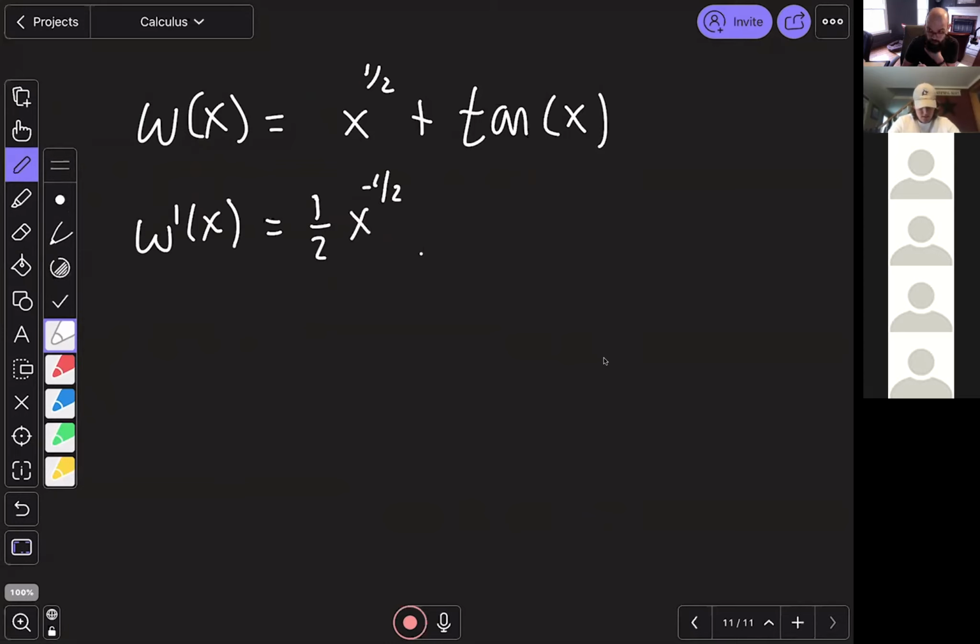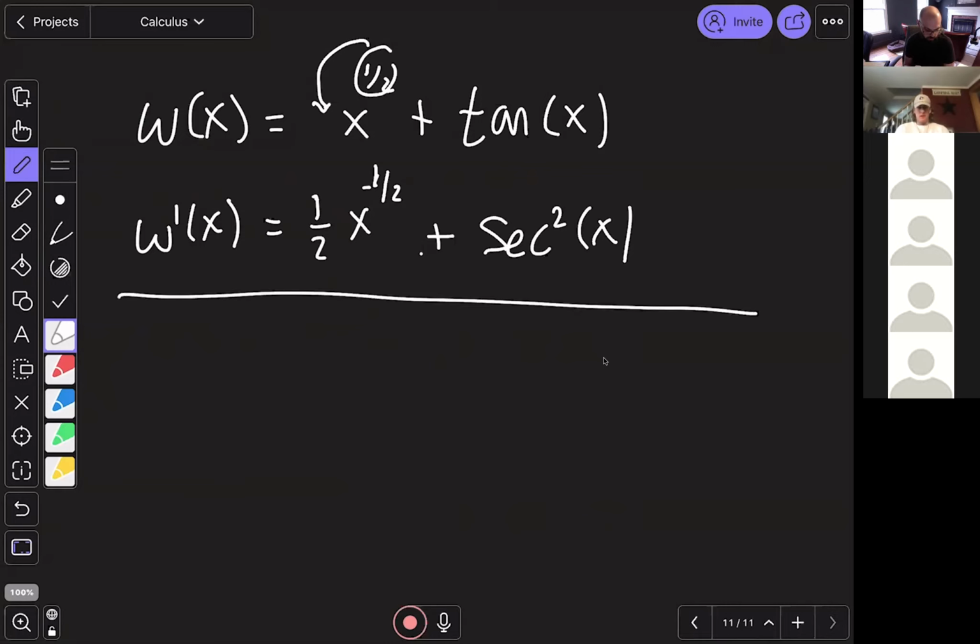I bring the 1/2 down, and then I subtract 1. So 1/2 minus 1 is negative 1/2, plus then what is the derivative of tangent? Secant squared. Secant squared, that's right. The derivative of tangent is secant squared. So when I take this derivative, we would have the derivative of each part separately.